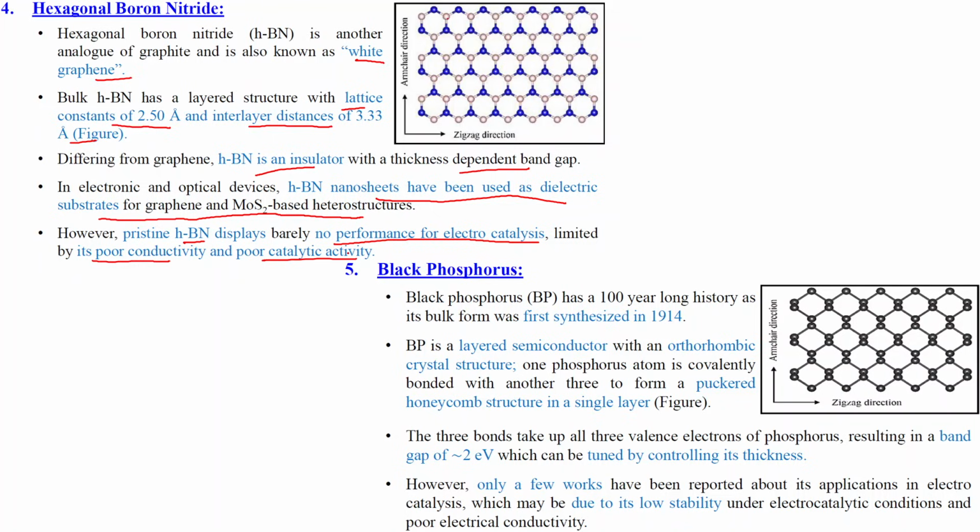So for that purpose, researchers right now are focusing on modifying this hexagonal boron nitride to improve its conductivity and catalytic activity. Okay.